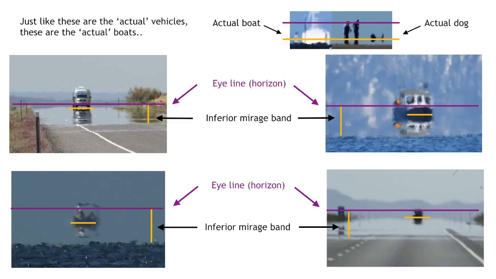Okay, again, this is an actual boat up here in the top image going off into the distance with an inverted image below. This is an actual dog. So again, actual boats, actual cars, actual dog. These are not inversions upon inversions of images.